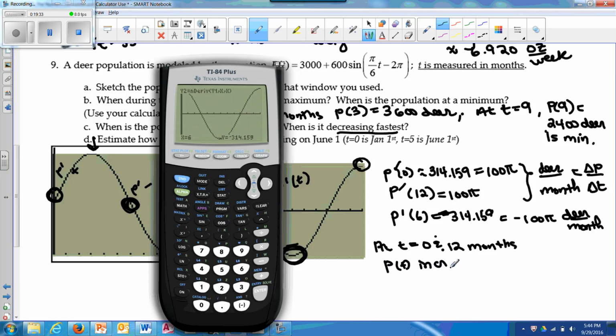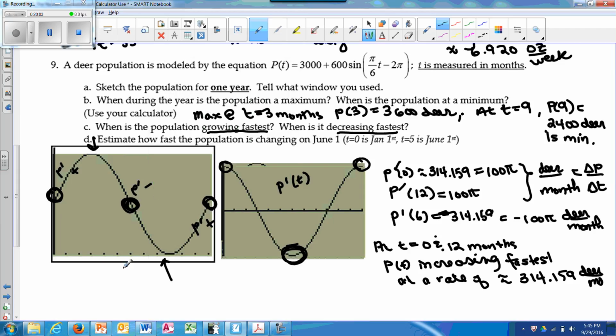So at t equal to 0 and 12 months, P of t is increasing, meaning it has a positive slope, fastest because it was the biggest value for P prime, at a rate of approximately 314.159 deer per month.